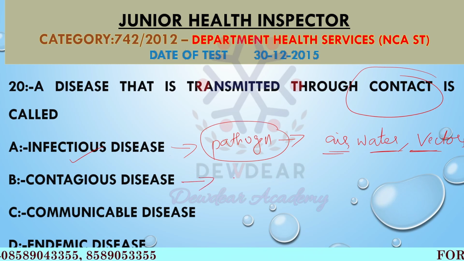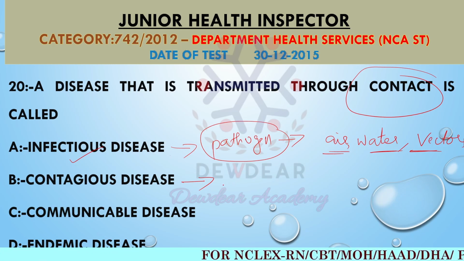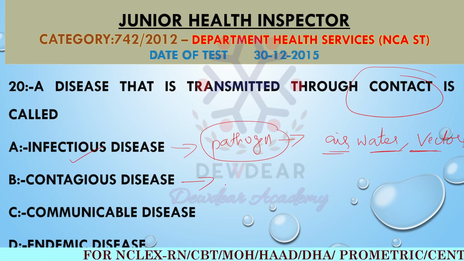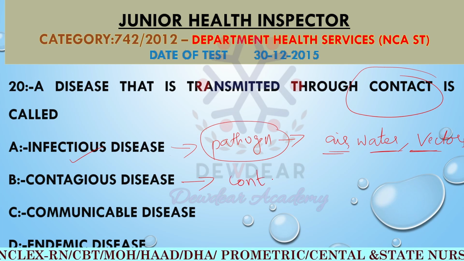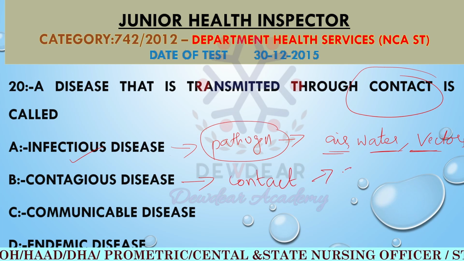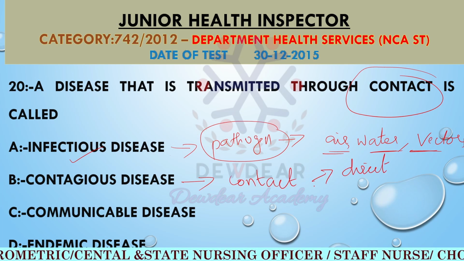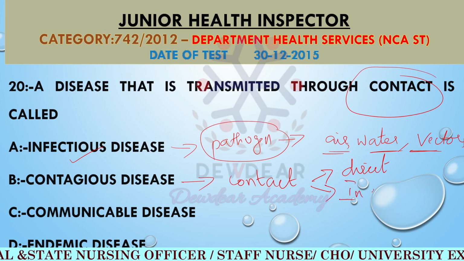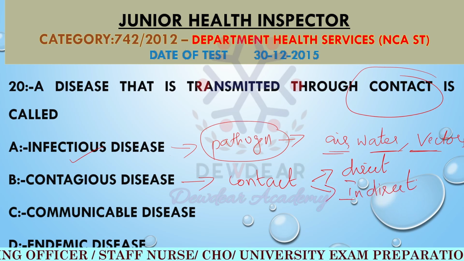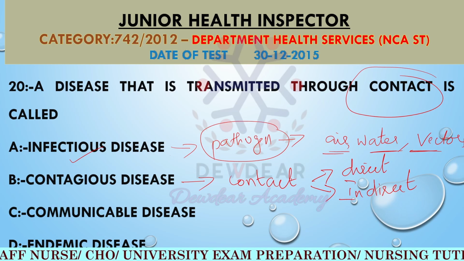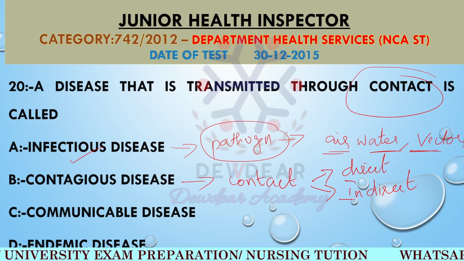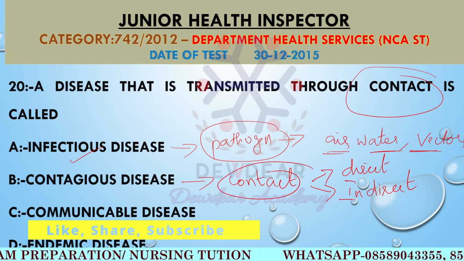Next is contagious disease. This specifically means that they are spreading from one person to another through contact. It can be either direct contact or indirect contact. So anyway, through direct or indirect contact, the disease is spreading from one person to another. So this is the correct answer.